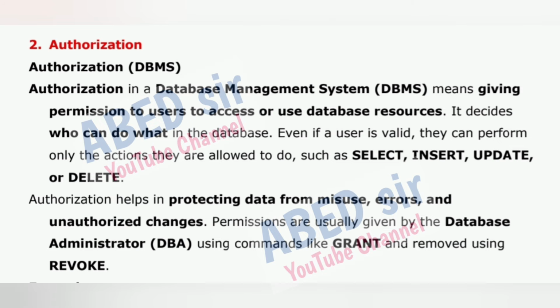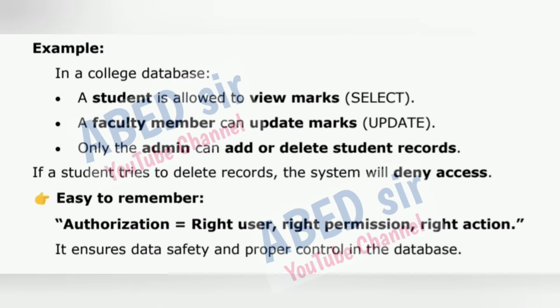Permissions are usually given by the database administrator (DBA) using commands like grant and removed using revoke. Example: in a college database, a student is allowed to view marks (select). A faculty member can update marks (update). Only the admin can add or delete student records. If a student tries to delete records, the system will deny access. Easy to remember: authorization is equal to right user, right permission, right action. It ensures data safety and proper control in the database.